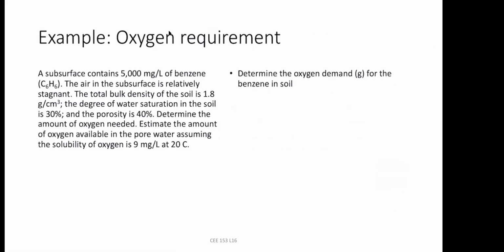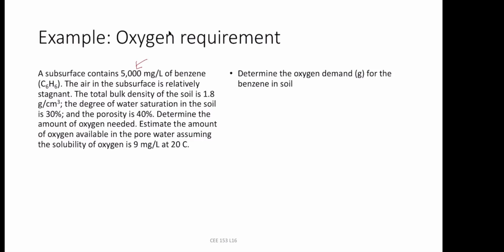So this is exactly what I asked here. A subsurface content of 5,000 milligram per liter of benzene. The air in the subsurface is relatively stagnant. The total bulk density of the soil is 1.8 grams. So let's start calculating. First of all, whatever we know: subsurface content 5,000 milligram per liter of benzene.